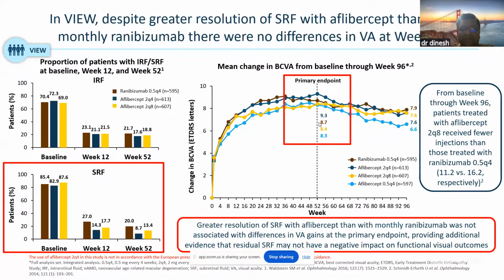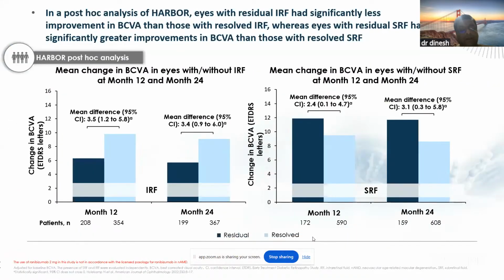So the summary is that the greater resolution of the SRF with aflibercept than with monthly ranibizumab was not associated with a difference in the visual acuity gains at the primary endpoint, which is evidence that residual SRF may not have a negative impact on the functional visual outcome. So all these studies, whether it is Harbor, Altair, or the VIEW study, want to say a simple thing: intraretinal fluid is not good at all for neovascular AMD.